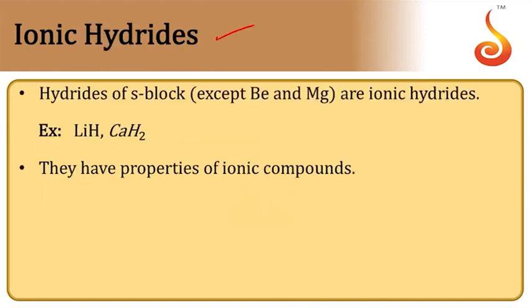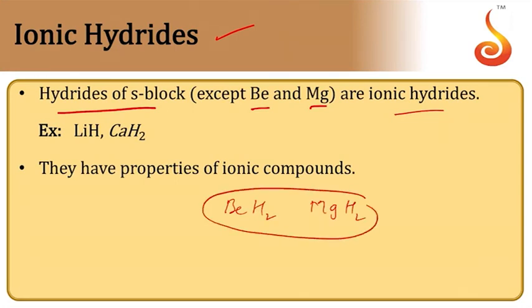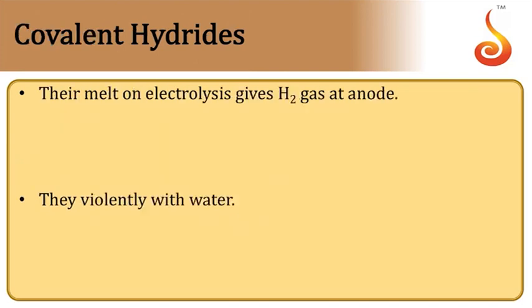First one, ionic hydrides. Hydrides of s-block elements except beryllium and magnesium are the ionic hydrides. Beryllium and magnesium come under covalent hydrides, and beryllium hydride, BeH2, and magnesium hydride, MgH2, have polymeric structures and are covalent in nature. So except beryllium and magnesium, all other s-block elements form ionic hydrides, and these have the properties of ionic compounds.